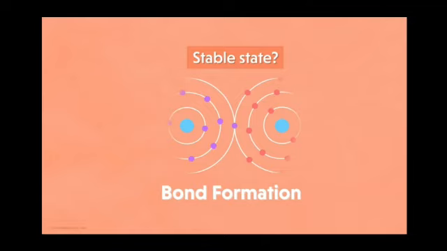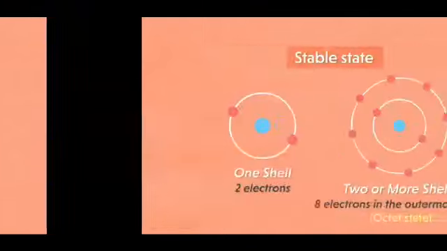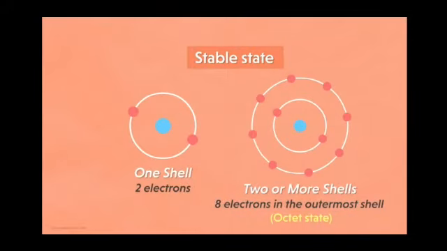What is a stable state? We have learnt in detail about this concept in class 9. Now, let's have a quick recall of it. If the atoms have only one shell, then the stable state is achieved when two electrons are present in it. If the atoms have two or more than two shells, then the stable state is achieved when the outermost shell contains 8 electrons. It's called an octet state.